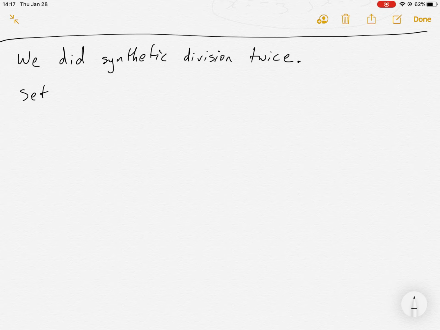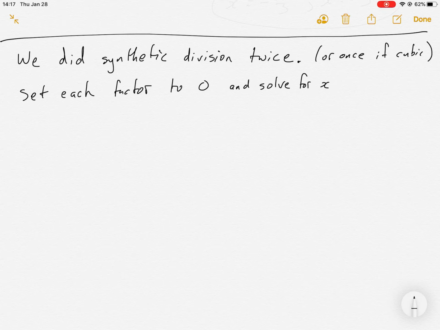Sometimes you only have to do it once. If it's a cubic, you'll only have to do the process once, and you'll be left with something you can solve. So then we set each factor to 0 and solve for x. And so that's really the process. You do your synthetic division, and then whatever you're left with, you can set all of that equal to 0, and that'll give you the rest of the factors.